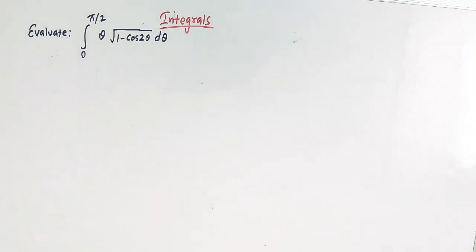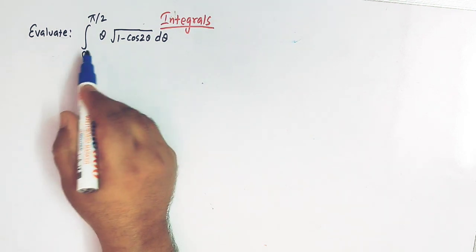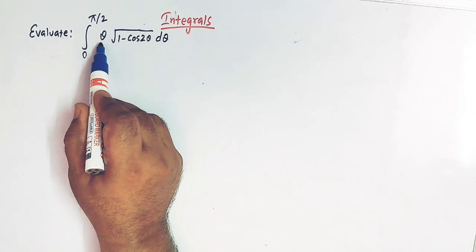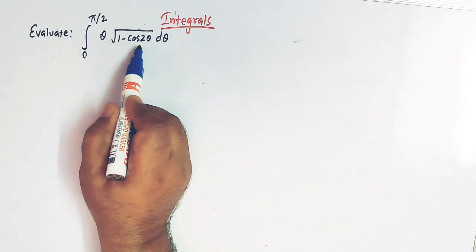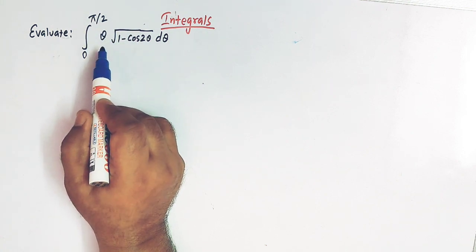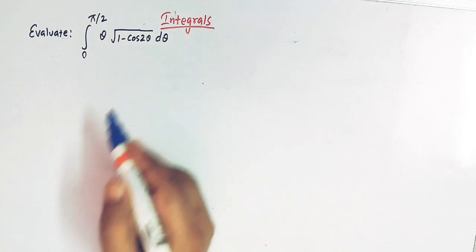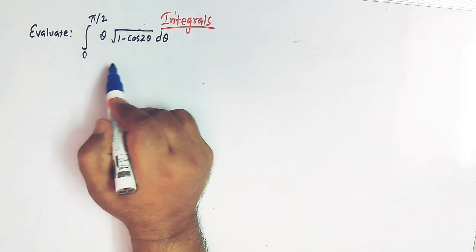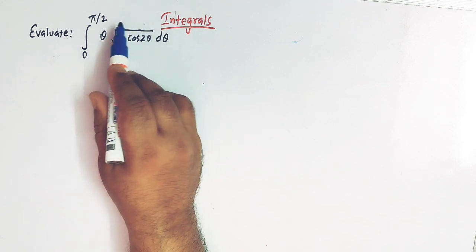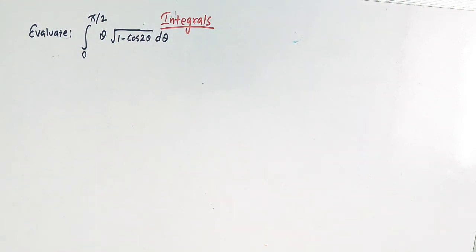Hello viewers, in today's class we are going to discuss yet another very important and conceptual problem from definite integrals, and here we are going to solve this important integral which is from 0 to pi by 2, and the integrand is theta times square root of 1 minus cos 2 theta, right? So here we have to evaluate this definite integral, and we'll see how the concept of absolute value function and the method of integration by parts shall be used to evaluate this integral, right?